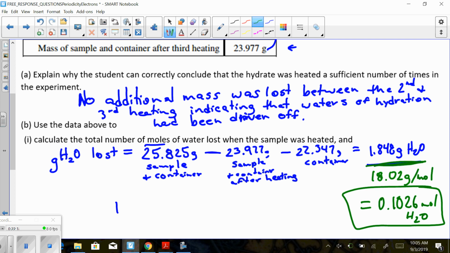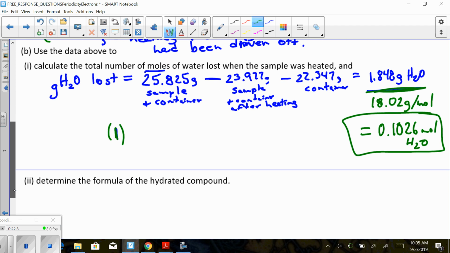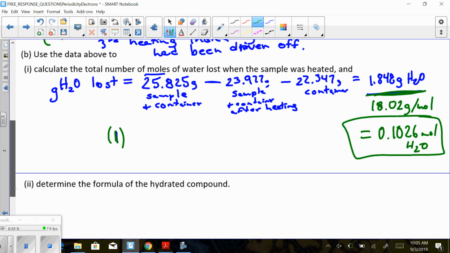And we get 1 point here for finding the number of moles of water. 1 point here for the correct explanation. Okay. Now our next step says to determine the formula of the hydrated compound.